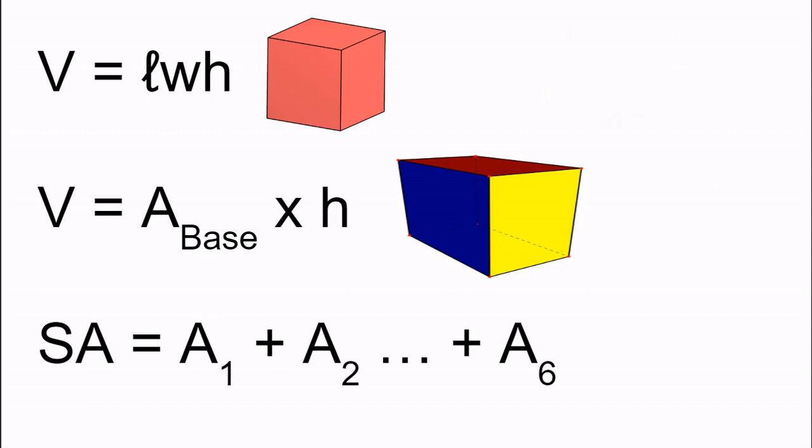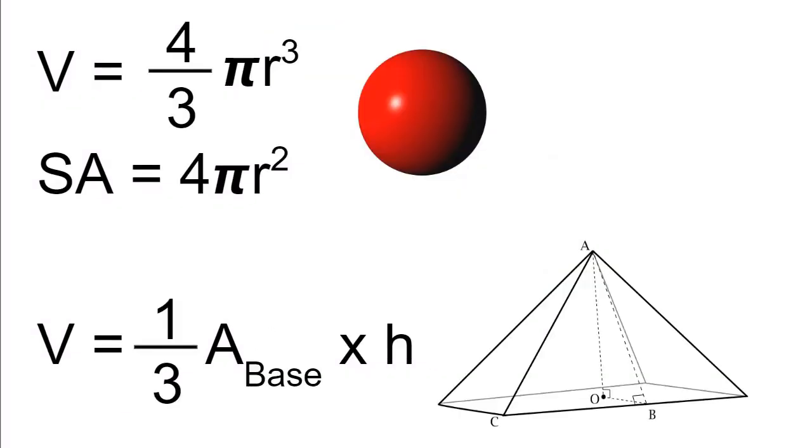Now let's look at surface area. Surface area is really simple. We simply take all of the sides of the prism, pyramid, whatever 3D object we have, and add them up together. Now let's get into more complex 3D shapes, such as a sphere. To find the volume of a sphere, we would do 4 over 3 pi r cubed. To find the surface area of a sphere, we would do 4 pi r squared.